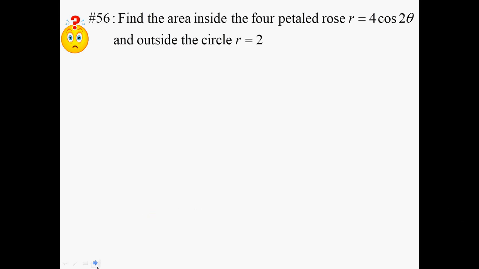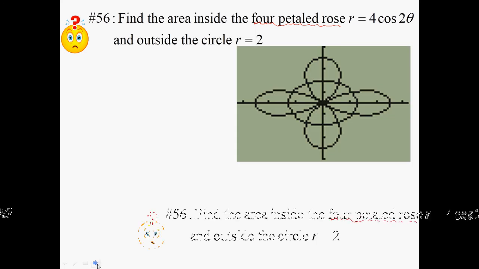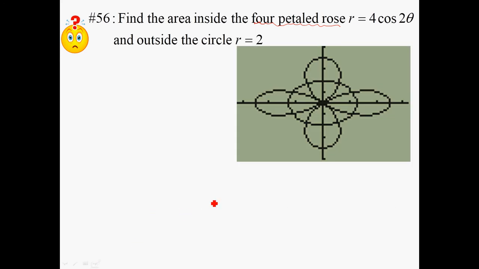Number 56. Area inside of 4-petaled rose. You will not have to graph this yourself. You will either have a picture or your calculator, or both. But there's a 4-petaled rose, cosine, the petals are right here on the axes, and here's the circle, r equals 2. Where do they intersect?